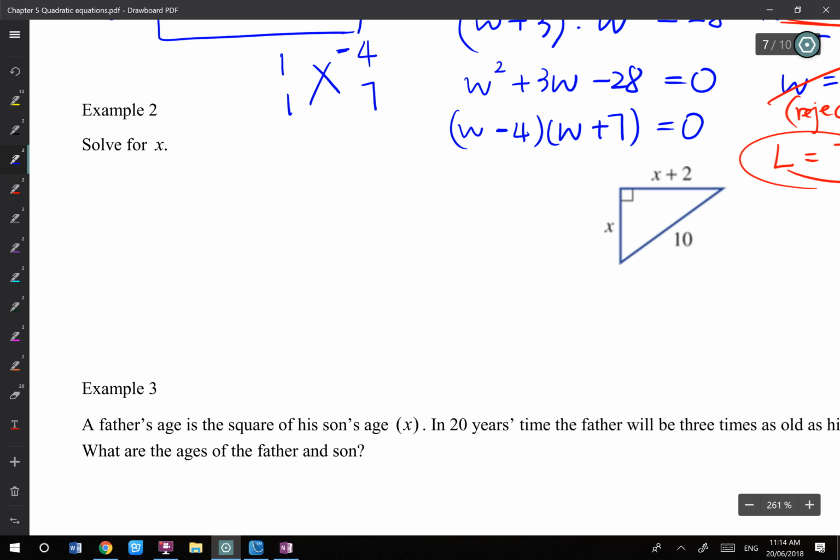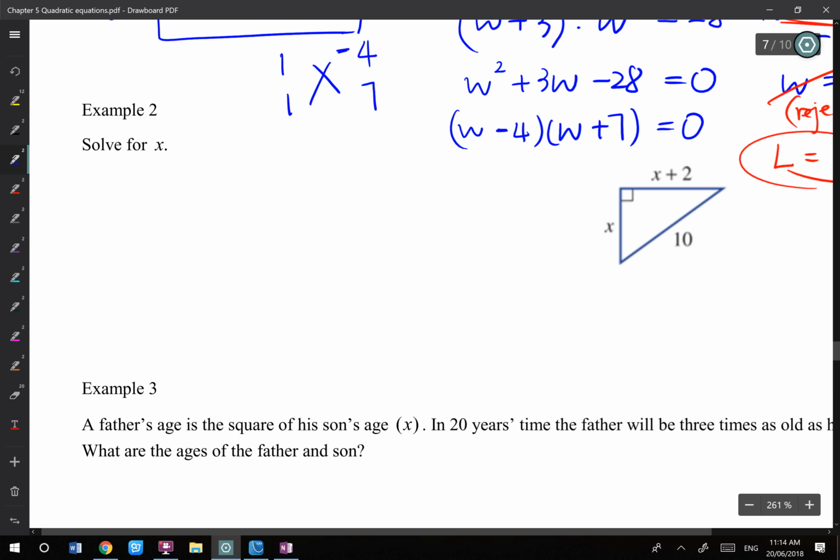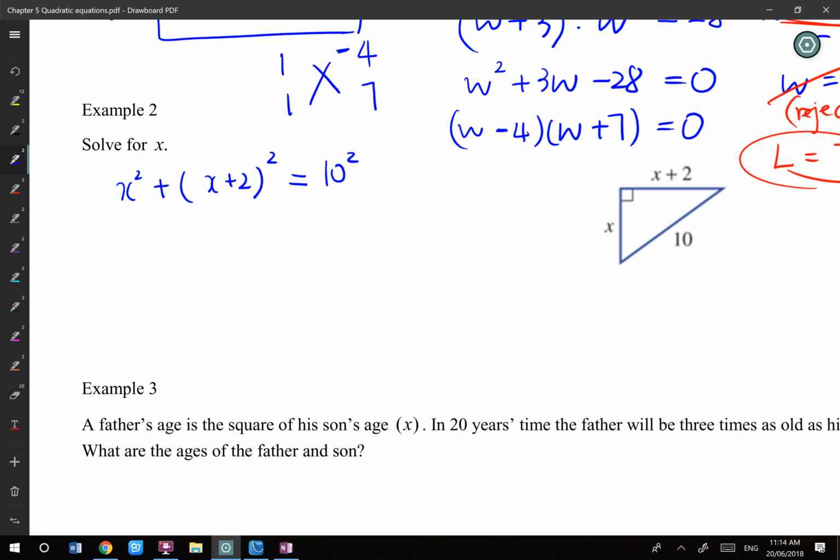Okay, for examples 2 and 3, I'm not going to solve them for you. I can ask you to solve it, but let's just set up the equation together. For the second one, what equation can you set up? You can do Pythagoras, that's true. So how to do Pythagoras? A squared plus B squared equals 10 squared. And then you can expand everything, simplify, and then solve for that. Okay, we don't have enough time. I'll just leave you to solve this one next period, tomorrow, Friday lesson.